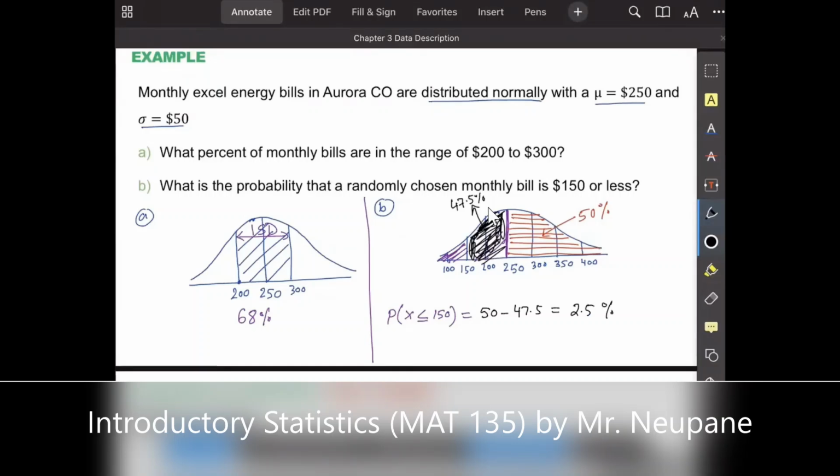This is 2.5%, right? But if you look at the problem, we are not asked to find the percent. We are asked to find the probability. That is, we have to change the percentage to decimal. So how much is 2.5% in decimal? 0.025, right? All you have to do is divide this number by 100. If you're not sure about that, just divide the number by 100, 0.025. Yes? That is the percentage of data, or the probability, that the value is less than 150. So that is about the Chebyshev's theorem.